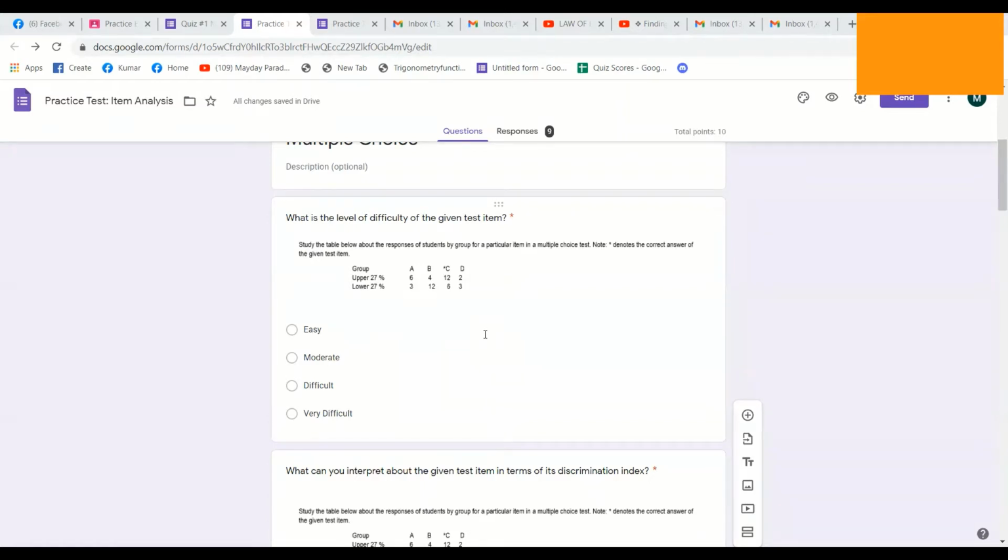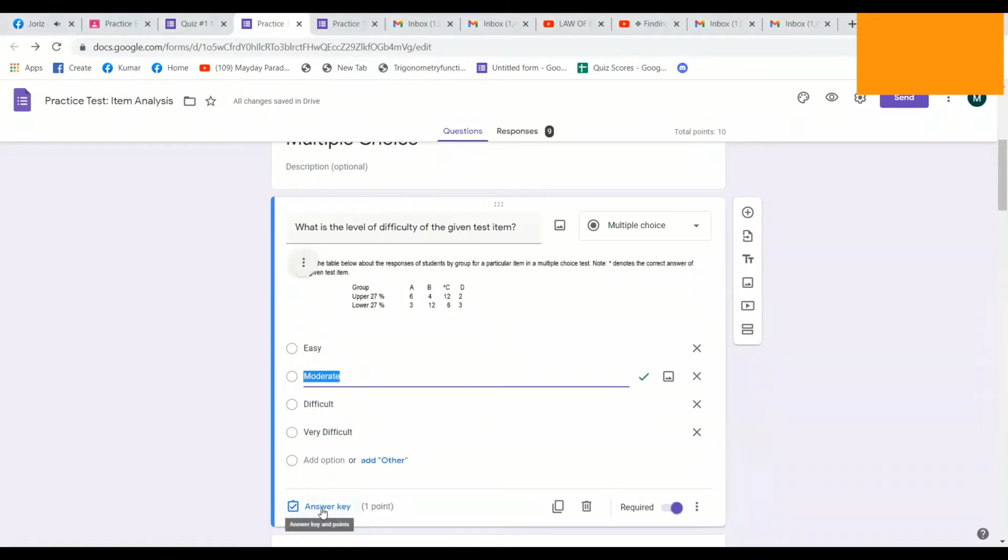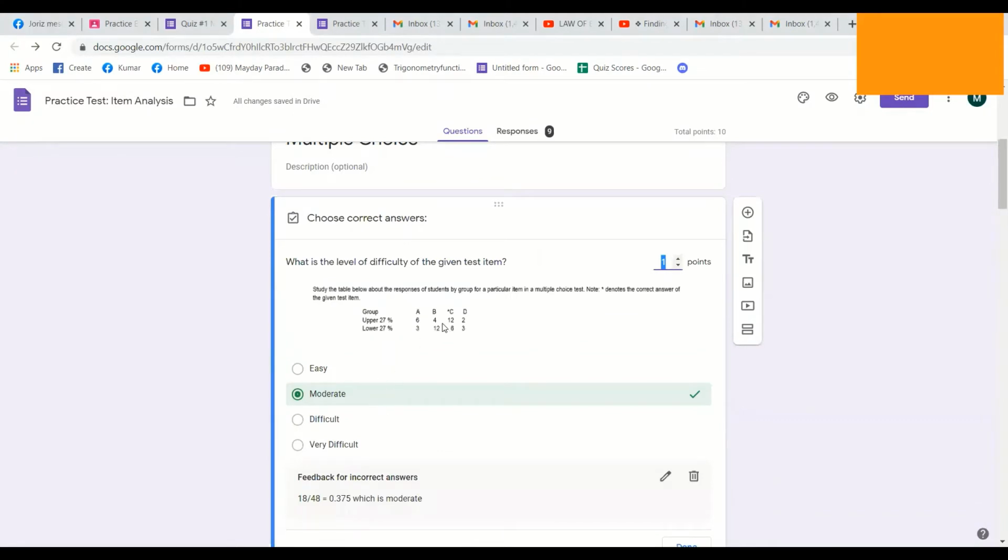So first, to identify the level of difficulty of the given test item, we are going to determine the difficulty index. To do that, we are going to divide. When we add 12 and 6, we have 18. So that is 18 divided by the total number of students. If we add all of them, this is equal to 48. So 18 divided by 48 is equal to 0.375. Okay, then try to refer to your notes.